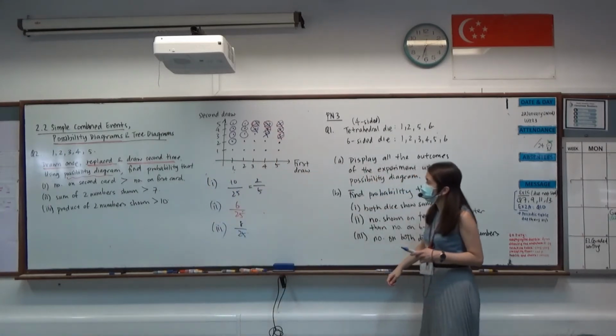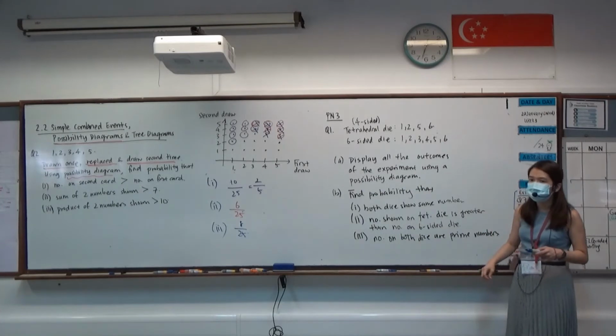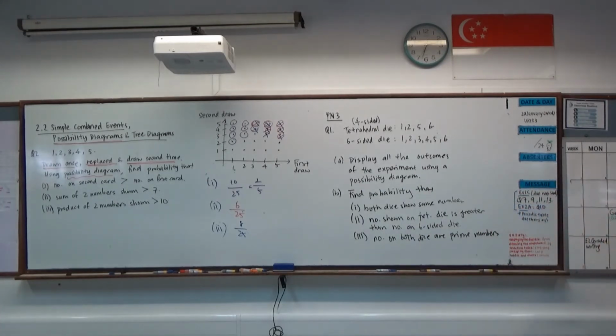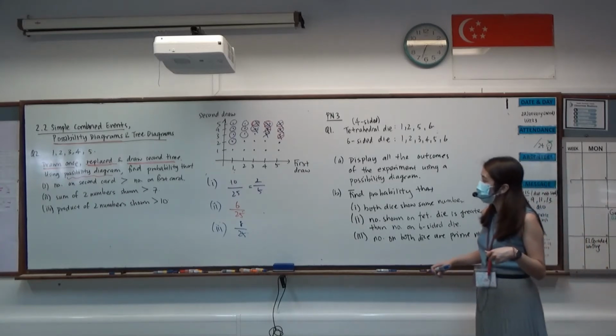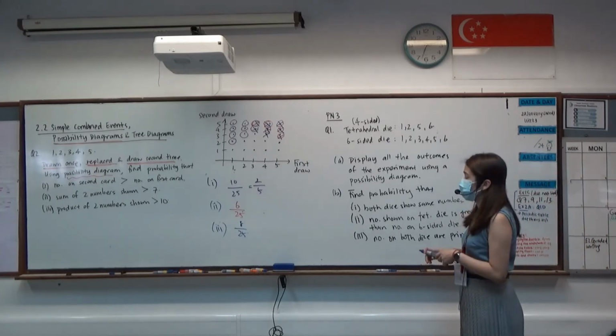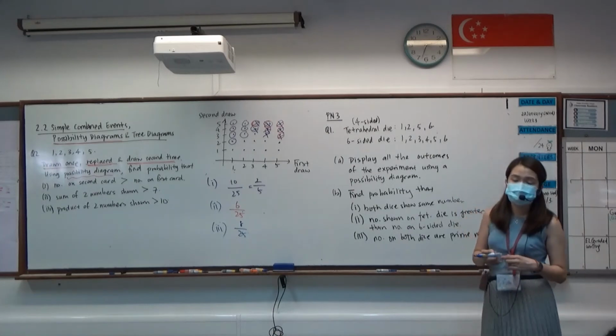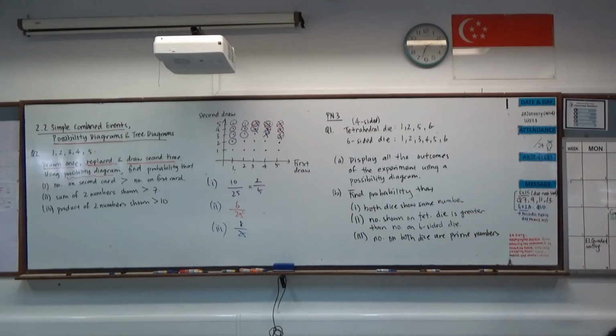Okay, is there any more that I might have missed out? Did I miss out any? No, right? Okay, so we are looking at having 8 favorable outcomes out of 25 possible outcomes. So 8 over 25 will be the answer.